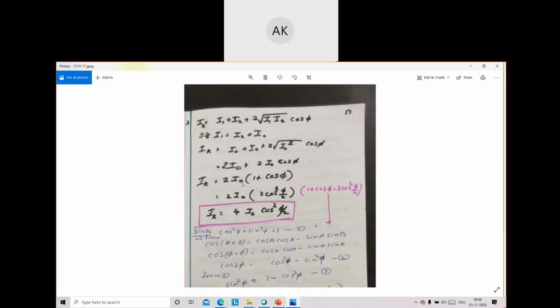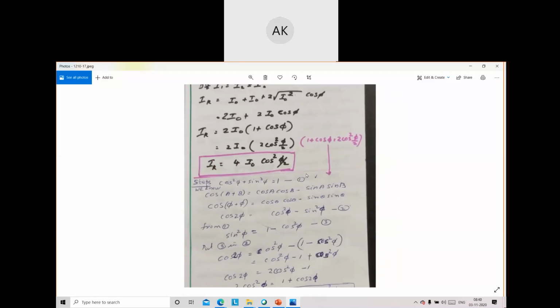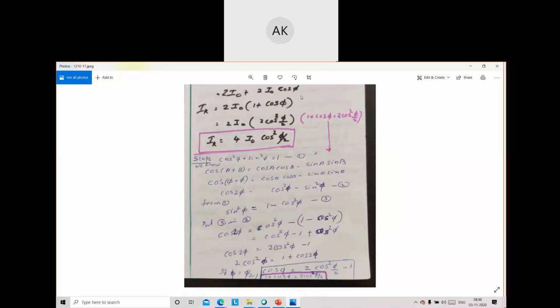So 2I0 is taken outside as a common factor, outside the bracket, into (1 plus cos phi). 2I0 into, this is written as 2 cos square phi by 2. So I have explained here the steps of how you got this. 1 plus cos phi is 2 into cos square phi by 2. Mathematics students, you will be knowing cos square theta plus sin square theta equals, is there any direct equation for this? Have you studied, children?